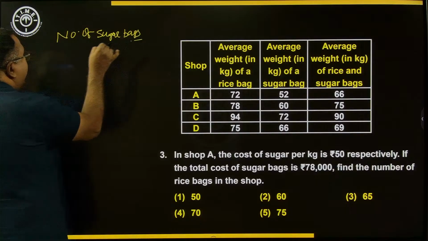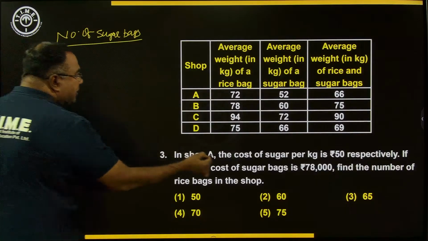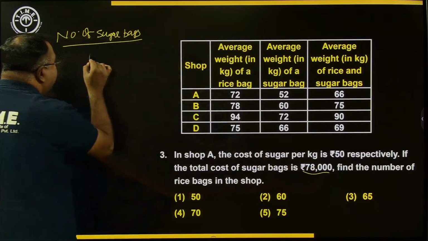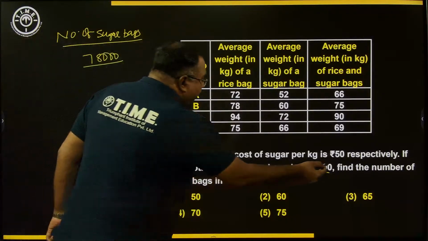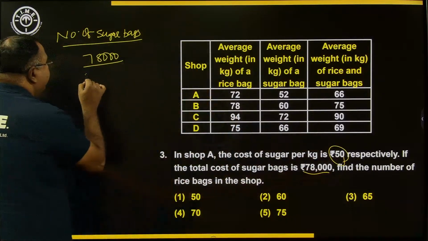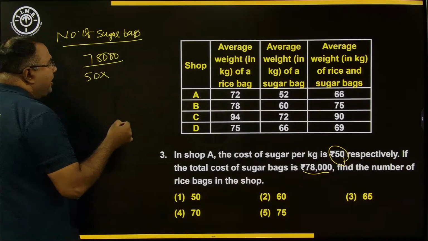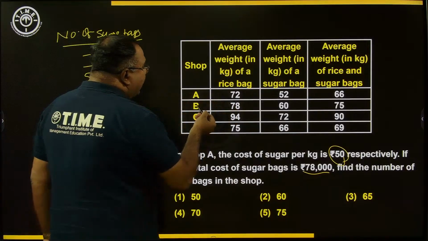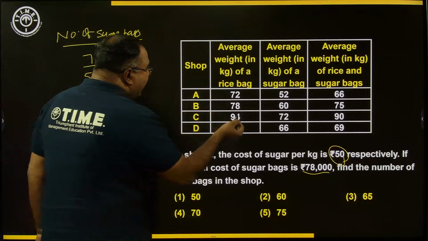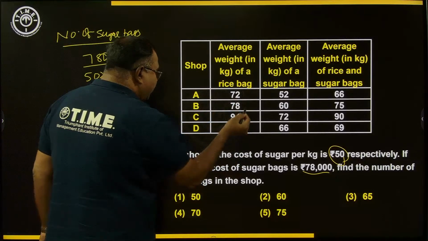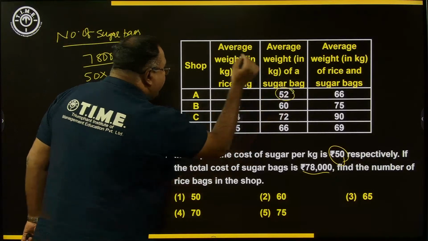How do I get the number of sugar bags? What is the total cost of sugar? 78,000 rupees divided by the per kg price of 50 rupees. If I want the number of bags, it has to be total cost divided by price into total bags. So it is the average weight. The average weight of A, sugar, this is 52.